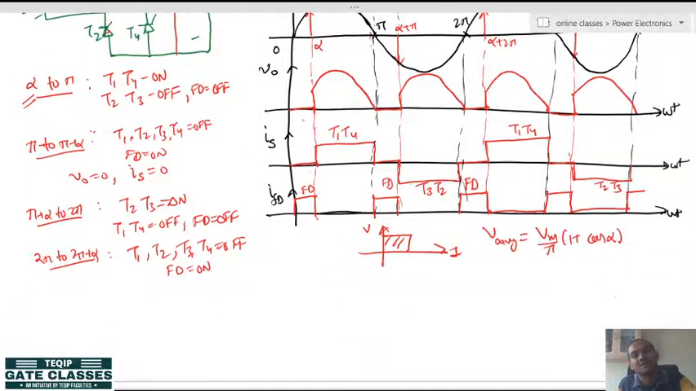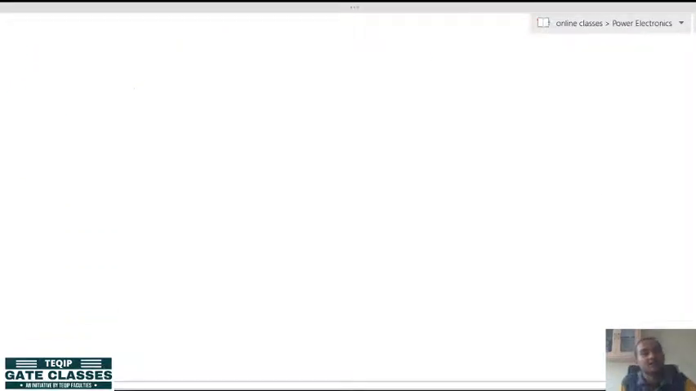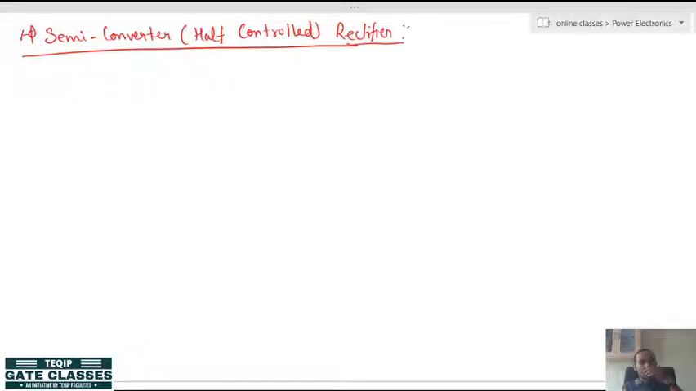Then there is another circuit, known as the semi-converter circuit, or in other terms the half controlled rectifier. One phase semi-converter or one phase half controlled rectifier. Please note that half controlled and half wave are two different things. In single phase half controlled, the output will still be 2 pulse, but half wave means the output is 1 pulse.